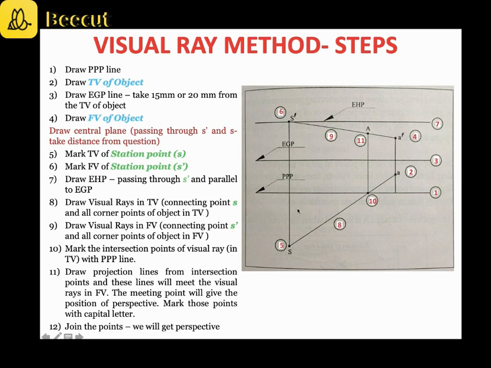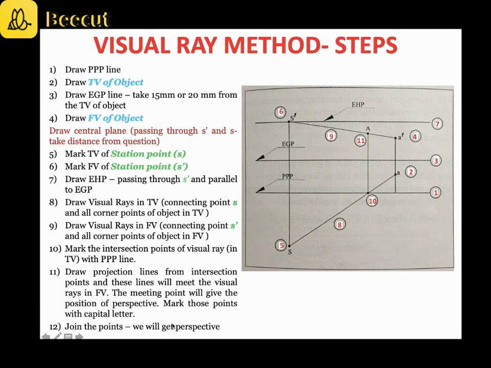So this is the central plane, and on the central plane you are marking the points: the top view of the station point and then the front view of the station point. Here S dash, and this represents S. So this is step number 5 and step number 6. Through the point S dash you have to draw a horizontal line, that is a line parallel to PPP and EGP. This line is termed as the horizon plane, or the elevation of the horizon plane.